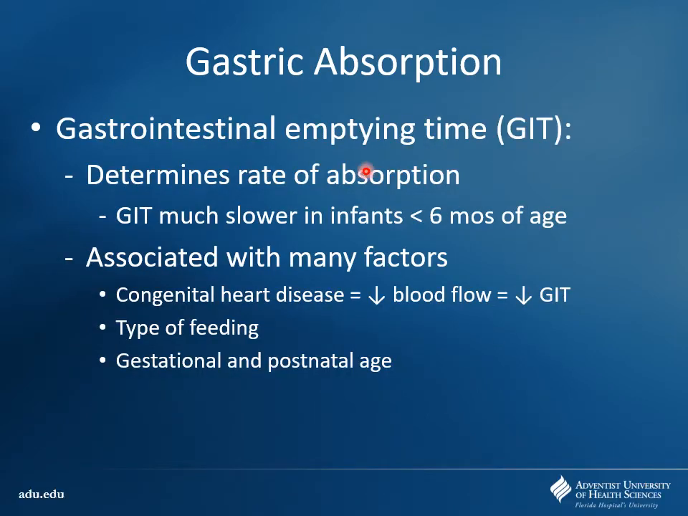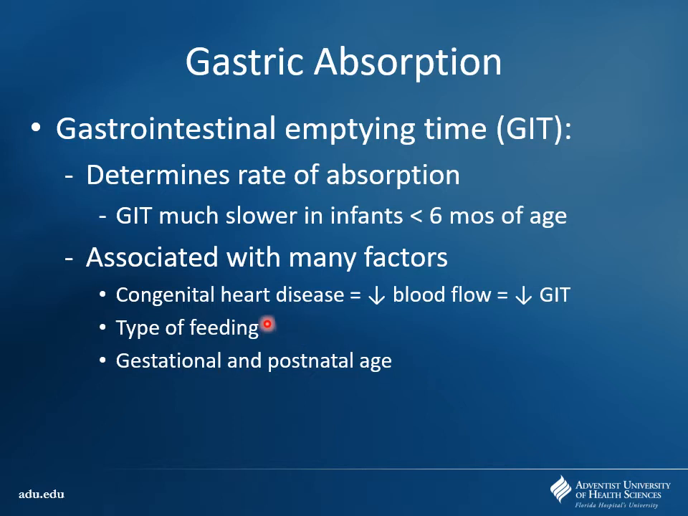Okay, looking at GIT or gastrointestinal emptying time, you're going to find that this can affect how well things get absorbed. Typically, it's going to be a lot slower in infants less than 6 months of age, and it'll start to pick back up over time. You can find different things can affect this. So, for instance, if you have, say, congenital heart disease, and you're not able to perfuse your organs appropriately, that will also decrease gastric emptying time, because there's not much blood getting there, so it's not going to be functioning as well.